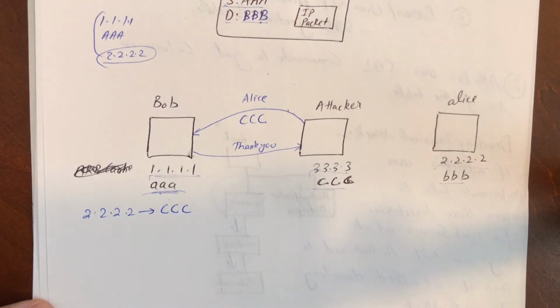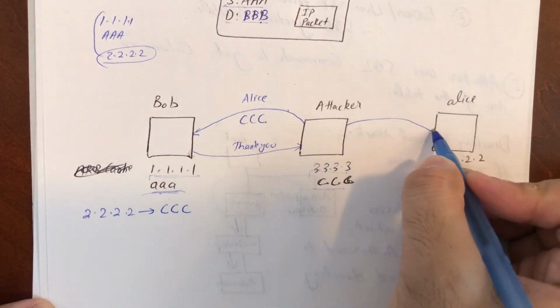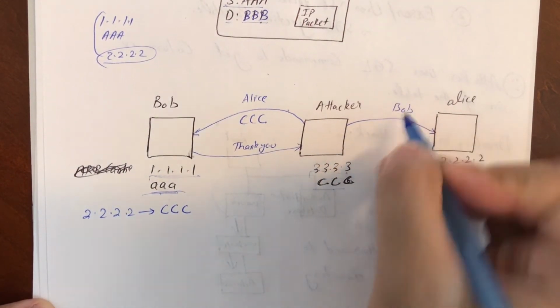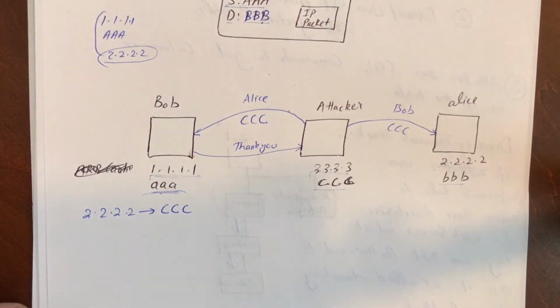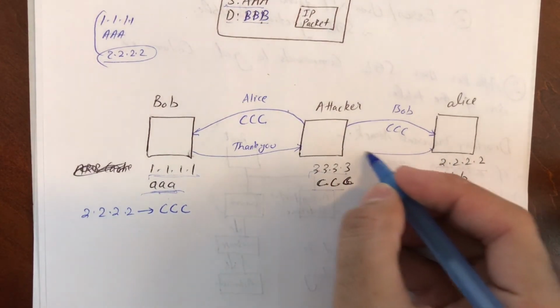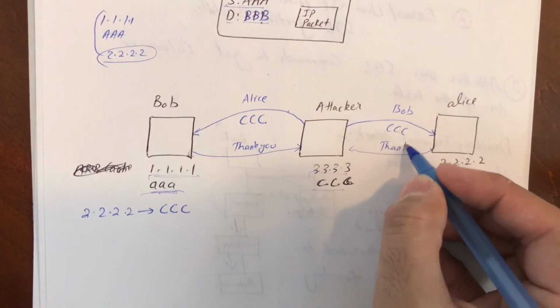The attacker will do the same thing with Alice. Reach out to Alice, let her know, hey, do you know Bob, the new Bob's MAC address? Here it is. So CCC is the MAC address of Bob. So Alice will also say thank you for the update.